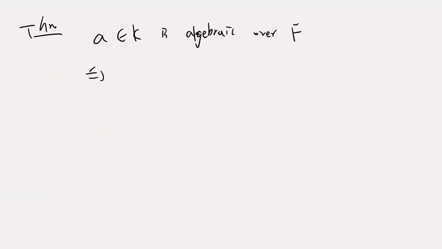Okay, so let's talk about the result. Let's talk about the theorem. This theorem is important. A belonging to K is algebraic over F if and only if F(A) is a finite extension.